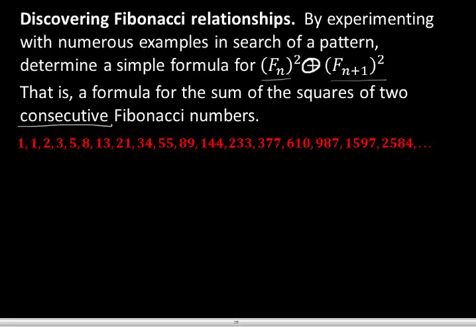Consecutive, of course, means that they are right next to each other in the sequence, like 21 and 34 are consecutive Fibonacci numbers. It means f sub n and f sub n plus 1 for any value of n. So, of course, we can't see what this would be right away, so I want to give you a way of attacking a problem like this where you can find a pattern.